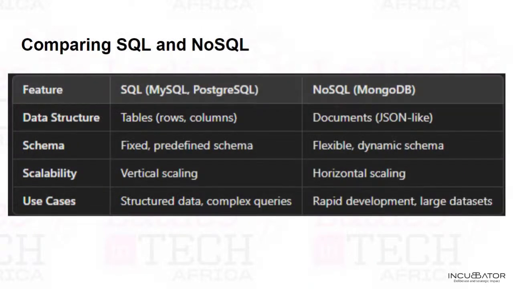Okay, so comparing SQL and NoSQL. The feature is the data structure. In SQL, the data structure is basically using tables, which is rows and columns. That's what we use, rows and columns. Then NoSQL, which is MongoDB, uses JSON-like documents. In terms of schemas, SQL has a fixed, predefined schema. That is, the table is fixed.